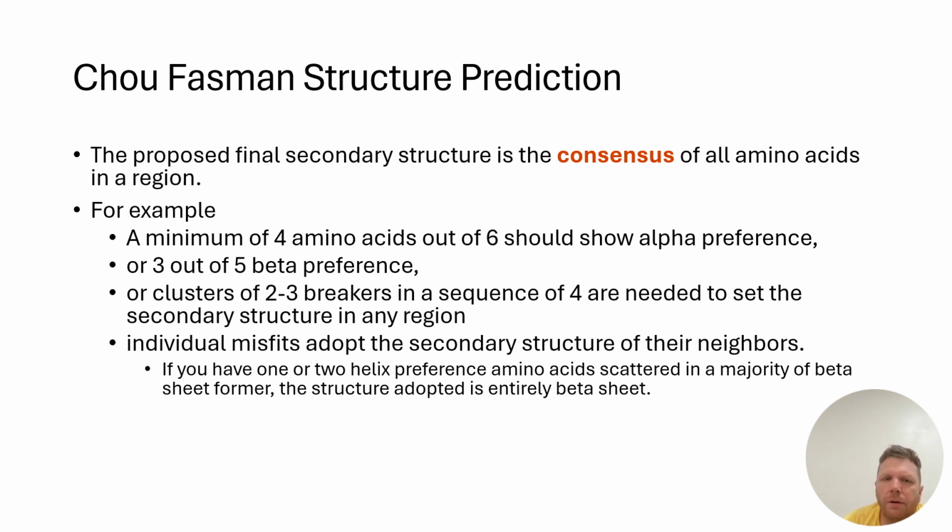Now, this Chou-Fasman prediction proposed final secondary structure as the consensus of all amino acids in a region. What they basically came up with was a minimum of 4 amino acids out of 6 should show an alpha preference, or 3 out of 5 should show a beta preference, or clusters of 2 to 3 breakers in a sequence of 4 are needed to set the secondary structure in any region. Individual misfits adopt the secondary structure of their neighbors. So if you have 1 or 2 helix preference amino acids scattered in a majority of beta sheet formers, the structure is entirely beta sheet.